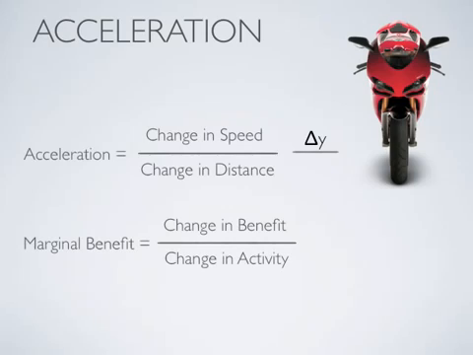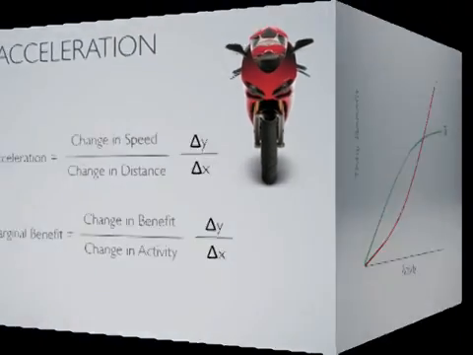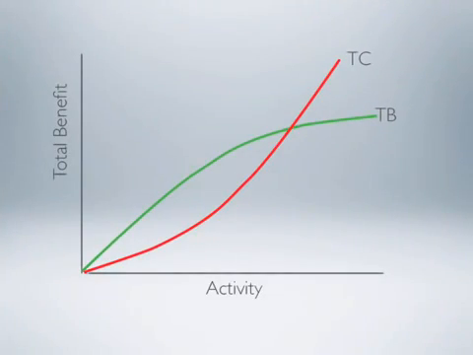The change in what happens on the y-axis divided by the change in what happens on the x-axis. Just called different. Same thing. This is a graph mapping out the total benefit and total cost. And you should consume or do something at a point where the net benefit is at its greatest point.